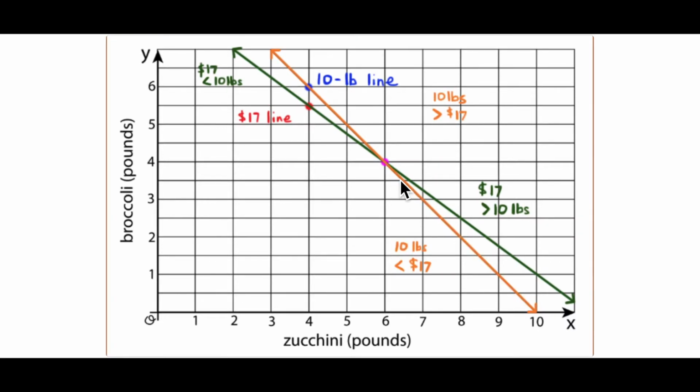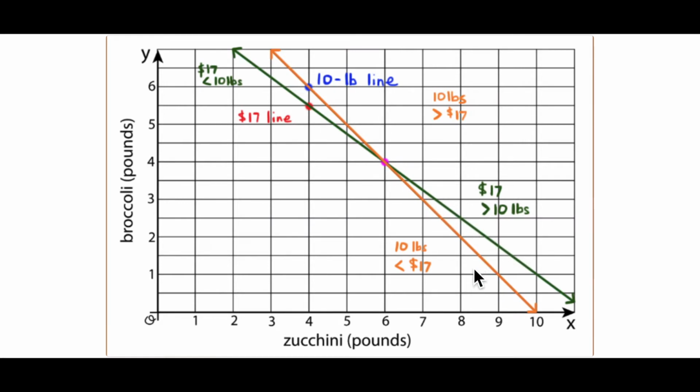And down here, an increasing portion of this mix is zucchini. Well, if you still want the total weight to be 10 pounds, you can add a lot of zucchini, but the cost is still going to be less than $17 because zucchini is not very expensive. So down here, 10 pounds, but less than $17. This is $17, but greater than 10 pounds.